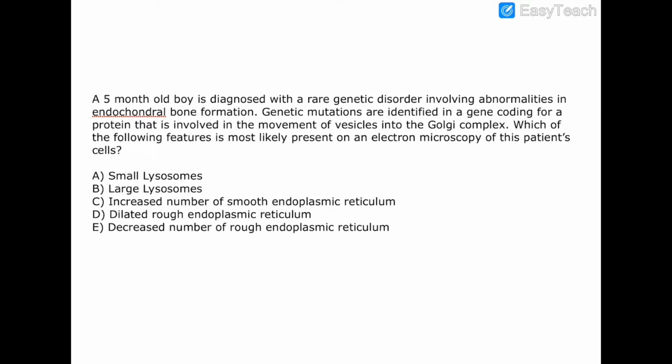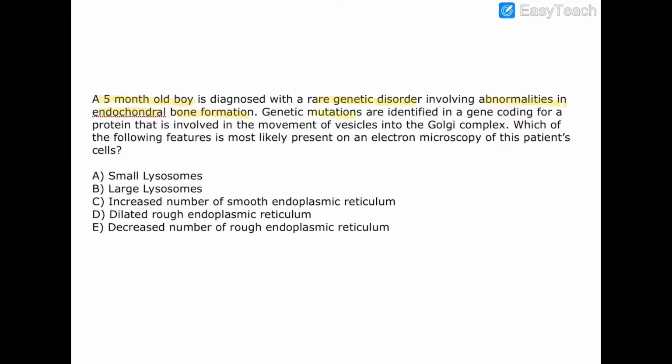So, what do we do first with our questions? We look at our demographic. We have a 5-month-old boy. So, relatively young patient here. We're into pediatrics. Who has a rare genetic disorder involving abnormalities in endochondral bone formation. Now, we can think of a whole wide array of different conditions here. It can be autosomal dominant, it can be autosomal recessive, it can be anything, right? Let's see if they've given us further information.